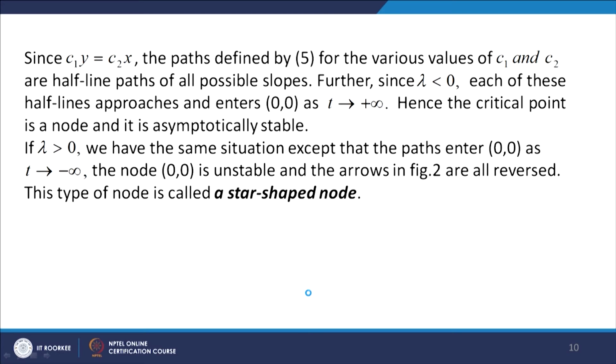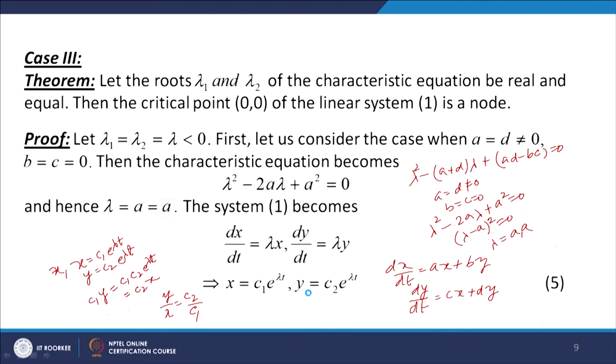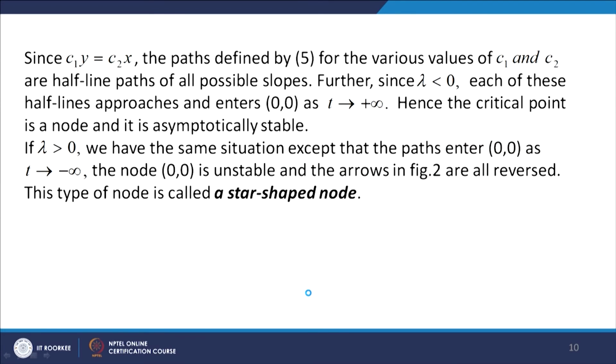Further, since lambda is less than 0, as t goes to infinity, these half line paths approach and enter 0, 0 as t goes to plus infinity, and therefore we can say that the critical point is a node, and also it is asymptotically stable.